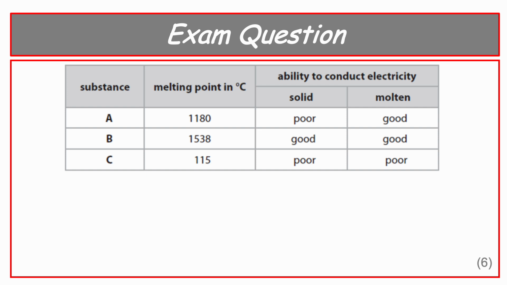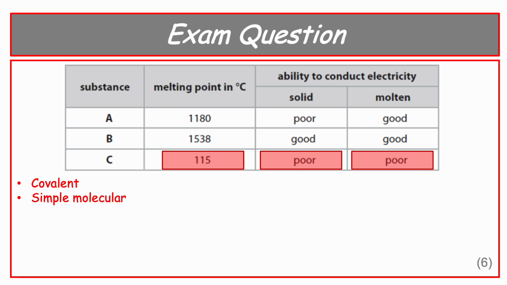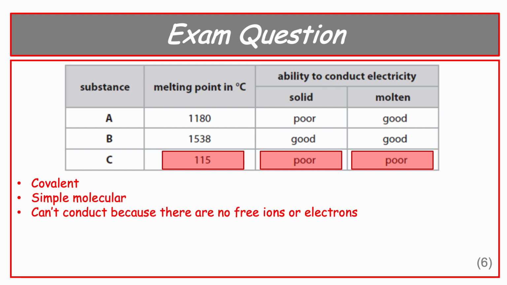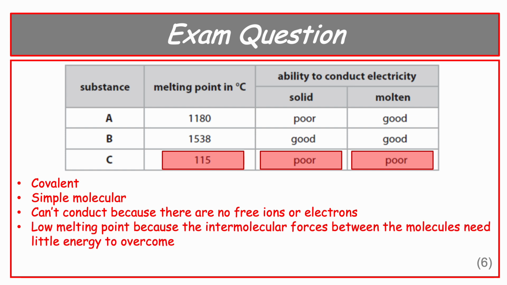C then has a low melting point, does not conduct when solid, and does not conduct when molten. Therefore, C has to be simple covalent. It doesn't conduct when solid or molten because there are no free ions or electrons. And it's got a low melting point because there are weak intermolecular forces between molecules which require a small amount of energy to overcome. So for all of this, you're looking at 6 marks.